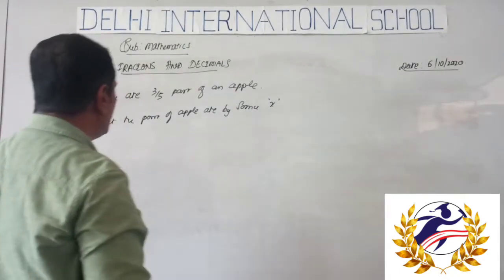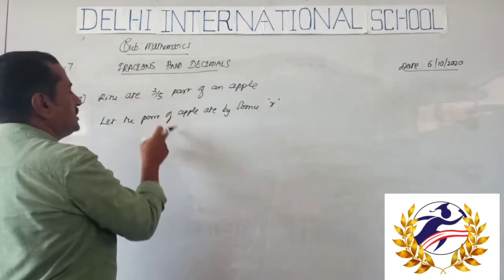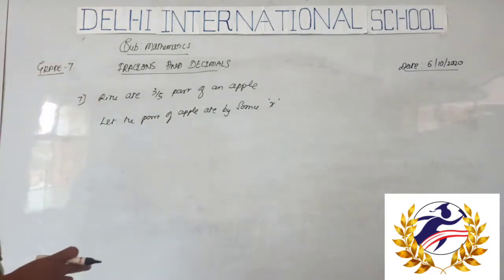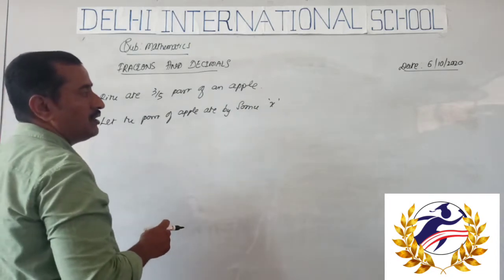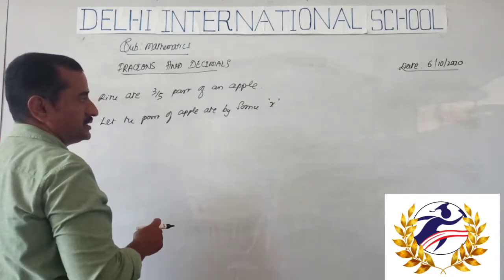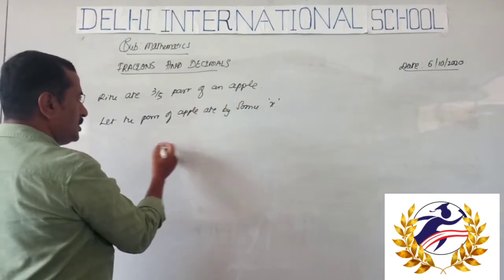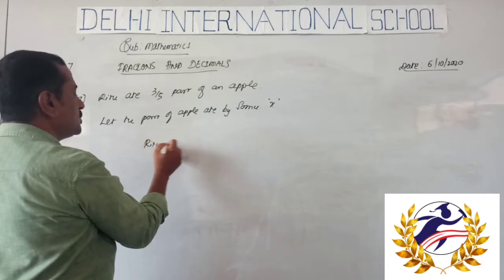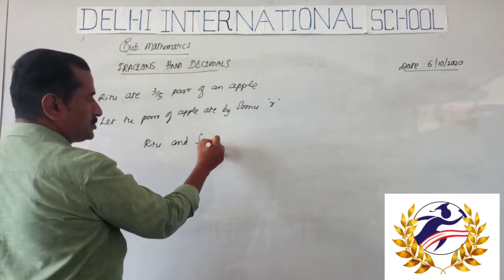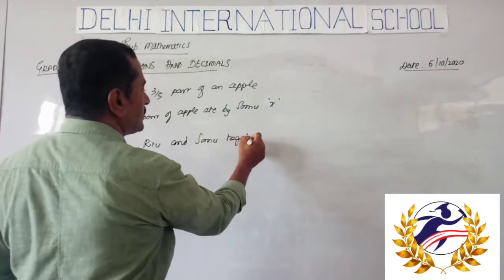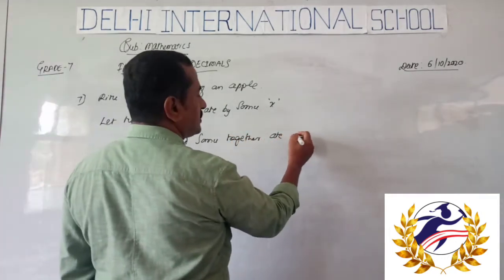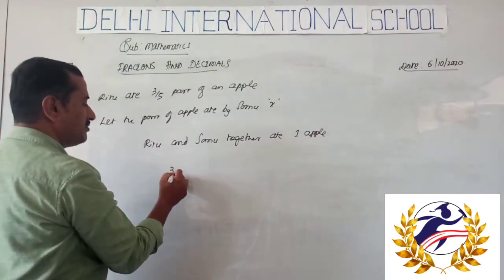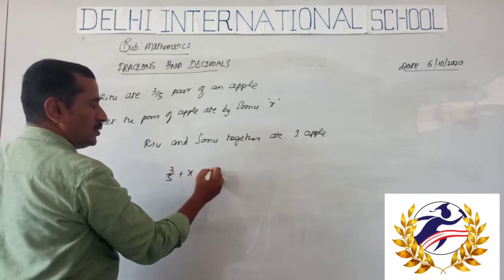Okay. So Ritu and Somu together ate one apple. Among that, Ritu ate 3 by 5 part of the apple. We have to find out how much is eaten by Somu. Ritu and Somu together ate one apple. So as a result, what happens? 3 by 5 plus x gives you what? 1.